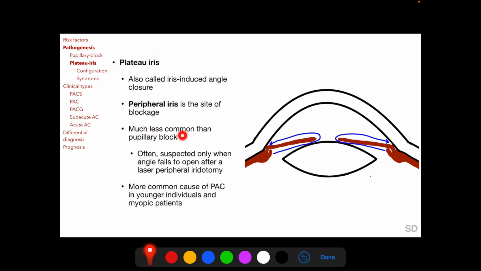Plateau-iris is a much less common cause of primary angle closure as compared to pupillary-block, and Plateau-iris is most commonly diagnosed only when the angle fails to open after pupillary-block is relieved by an LPI, and this is important to remember. As compared to pupillary-block, Plateau-iris is a more common cause of primary angle closure in younger individuals and myopic patients.